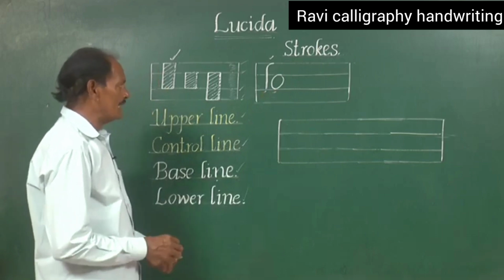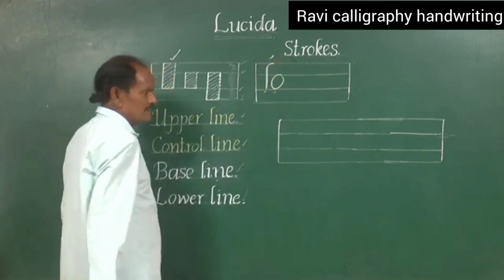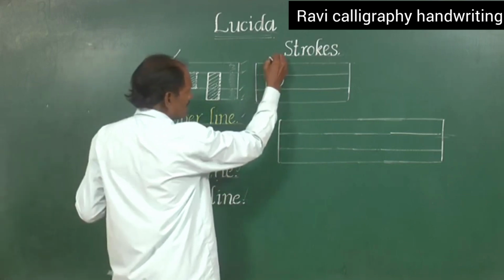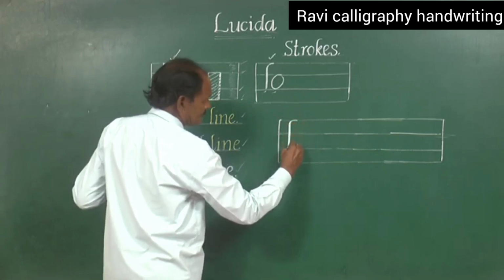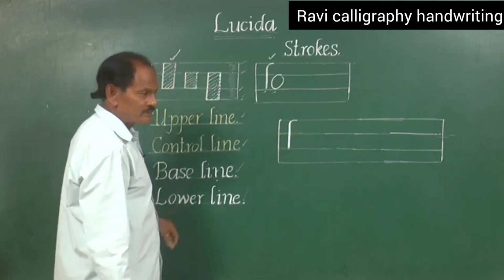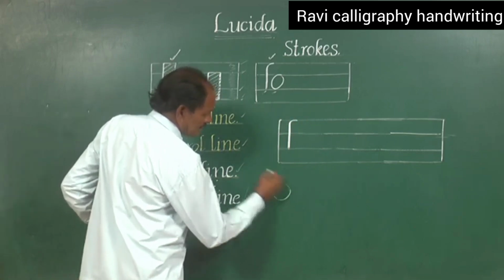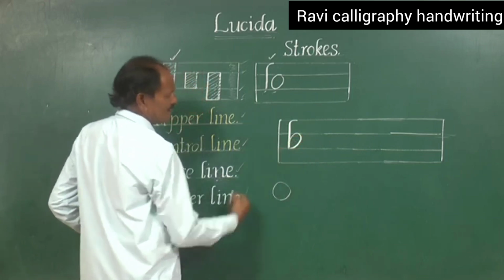Now I am going to write with the help of these two strokes. The first upper zone letter is B. First we have to write this upper zone stroke like this. After that, we should not write a round shape, but we have to write an oval. This one is B.